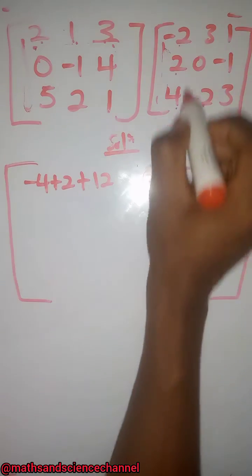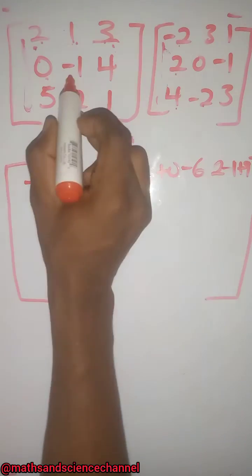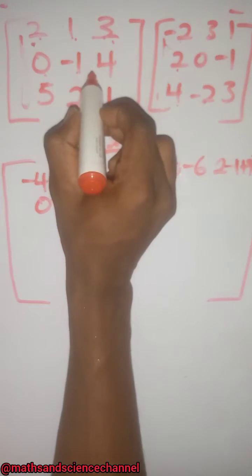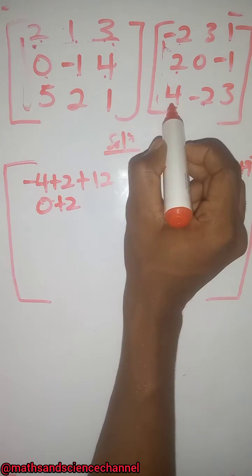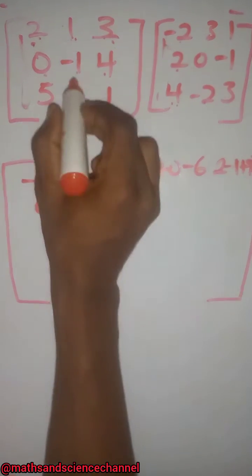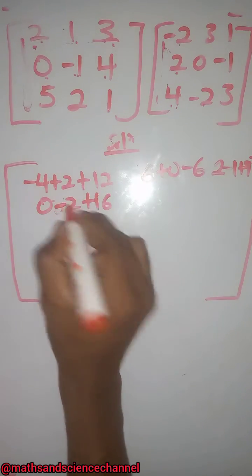Okay, now we go on to the second row. We multiply by the columns again. So 0 multiplied by negative 2, we have 0 here. Negative 1 multiplied by 2 here, we have negative 2. We have negative 4 multiplied by 4 here, and then we have negative 16.